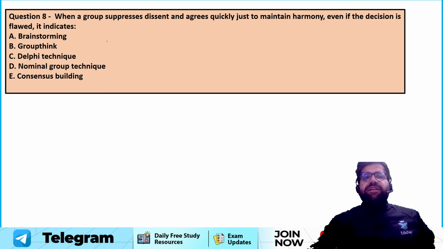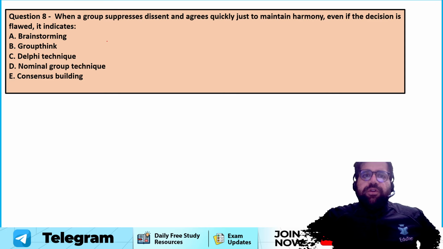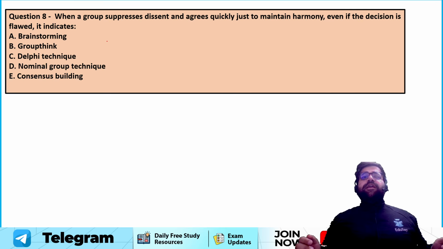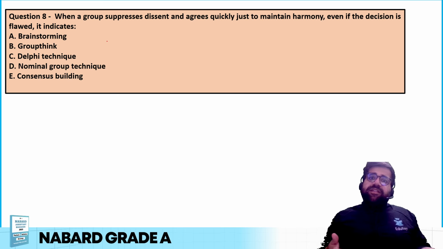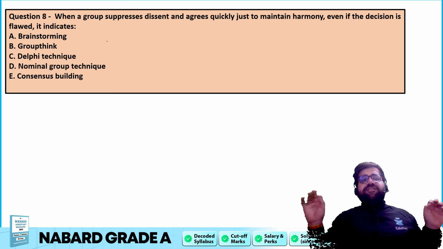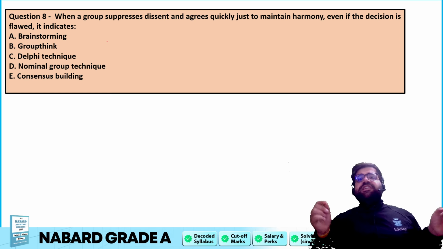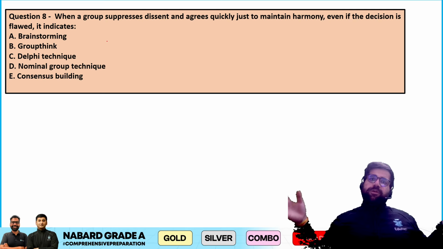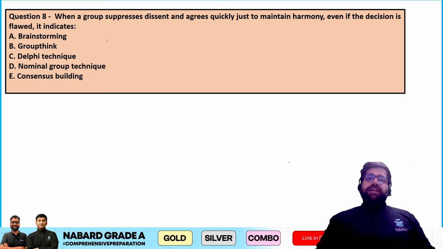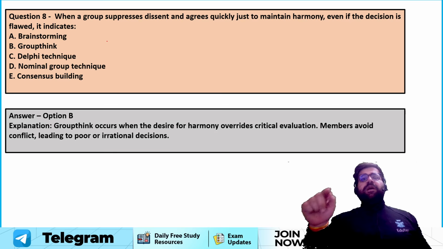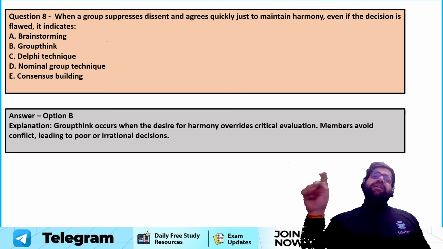Right? Question number 8, my friends. When a group suppresses dissent and agrees quickly to make harmony, basically you are not debating in the group and you agree that yes, we will just make a decision. Even if the decision is flawed, even if the decision has a mistake, this indicates what? Brainstorming? No. In brainstorming, you invite multiple debates. Yes, this is your, I would say, what? Groupthink. Groupthink is a negative part of decision making done by the group.